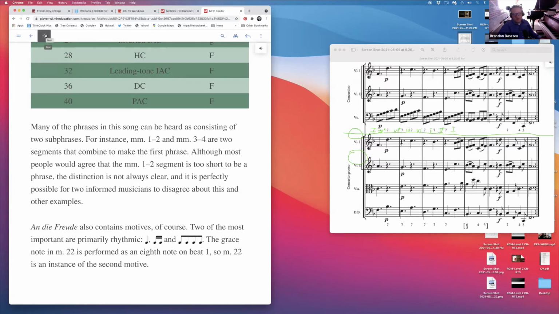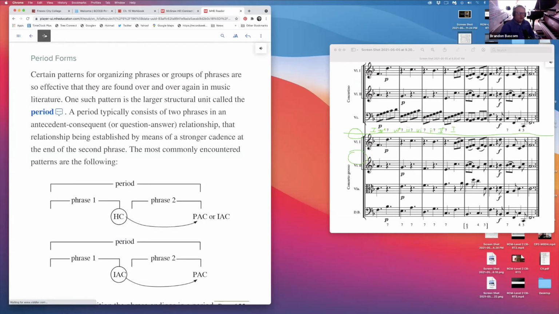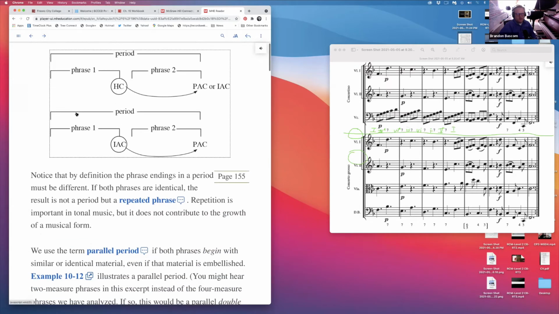Questions? All right. Then we talked about the period. A period typically consists of 2 phrases in an antecedent consequent, question answer relationship. The stronger cadence is at the end of the second phrase. These are the 2 most commonly encountered patterns of a period. Phrase 1, half cadence. Phrase 2, PAC or IAC. Phrase 1, IAC. Phrase 2, PAC. One of those 2 is usually what we have when we have a period.